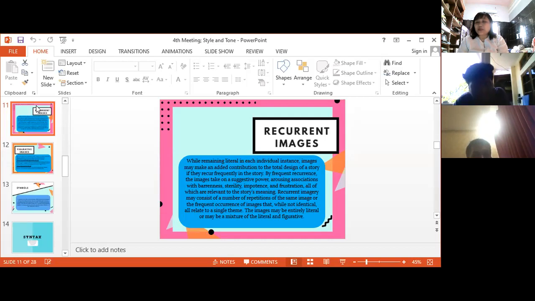Recurrent imagery may consist of a number of repetitions of the same image or the frequent occurrence of images that, while not identical, all relate to a single theme. The image may be entirely literal or may be a mixture of the literal and figurative. Yeah, that's called recurrent meanings, the combination of the literal and figurative.